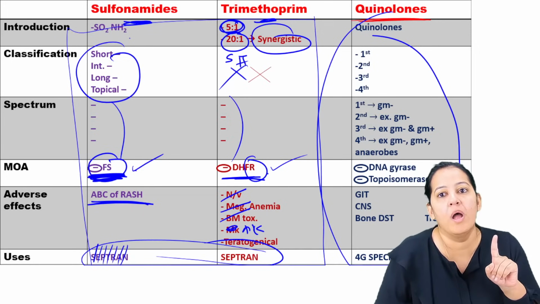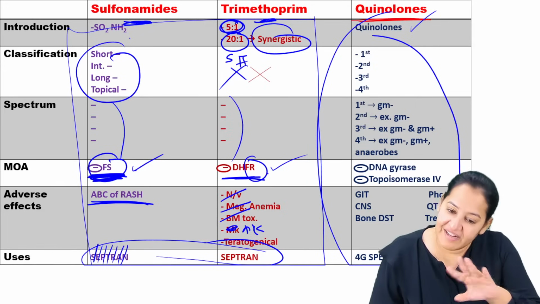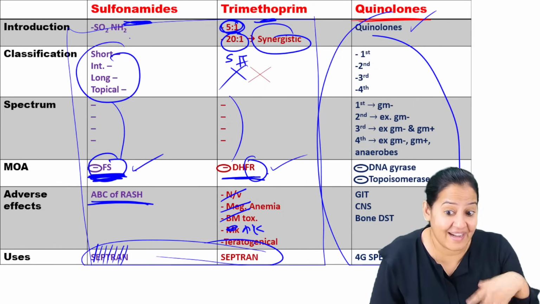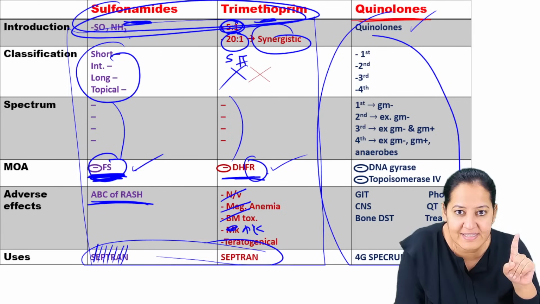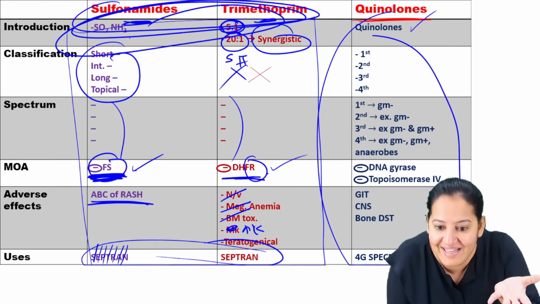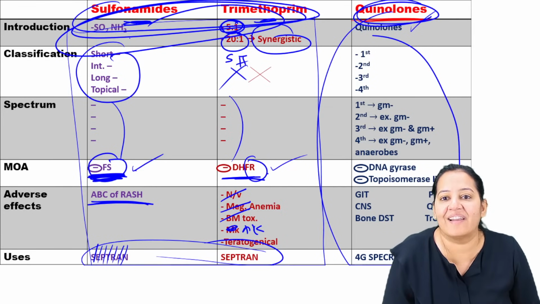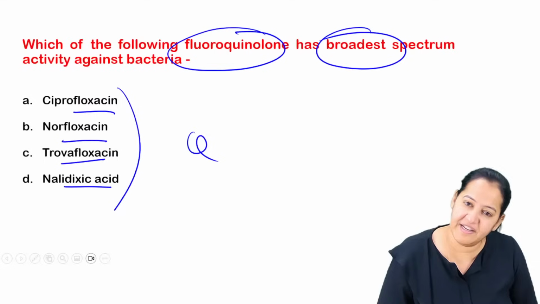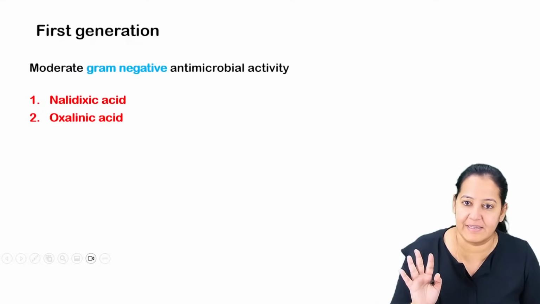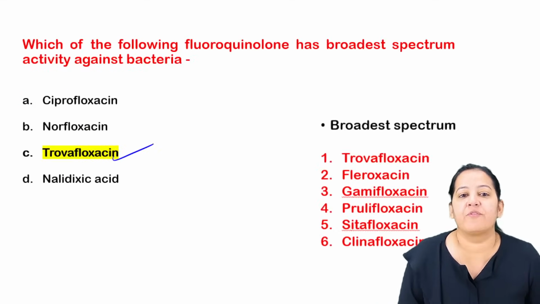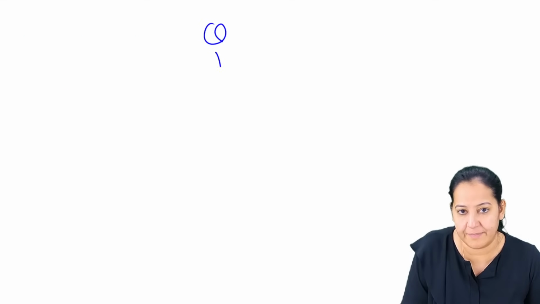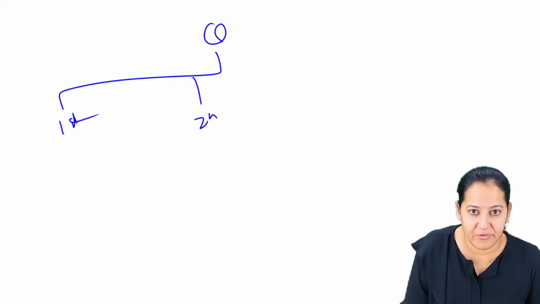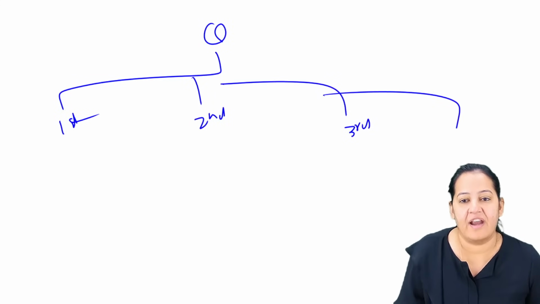Quinolones are also nucleic acid synthesis inhibitors, but they directly inhibit the DNA. They will not inhibit indirectly. These two were inhibiting DNA synthesis indirectly by inhibiting folic acid. But quinolones directly inhibit DNA synthesis. They will not inhibit folic acid. So let me tell you how many types of quinolones there are. Quinolones are of 4 types: first generation, second generation, third generation, and fourth generation.